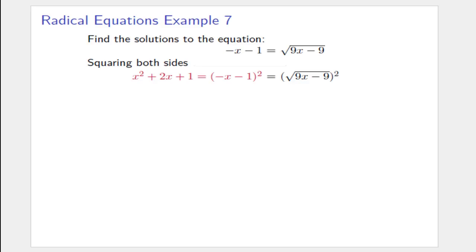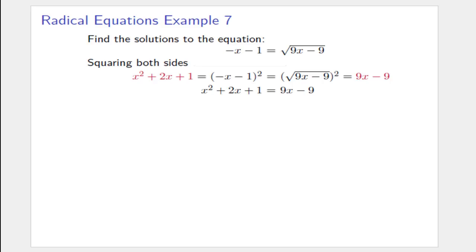On the right, we have the square root of 9x minus 9 all squared, and the square root and squaring process undo each other, so we're just left with 9x minus 9, giving us the equation x squared plus 2x plus 1 equals 9x minus 9.